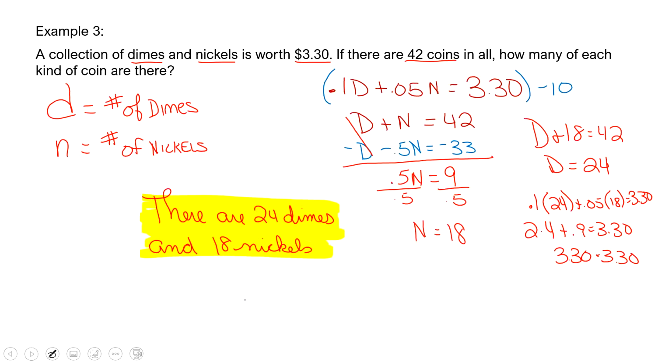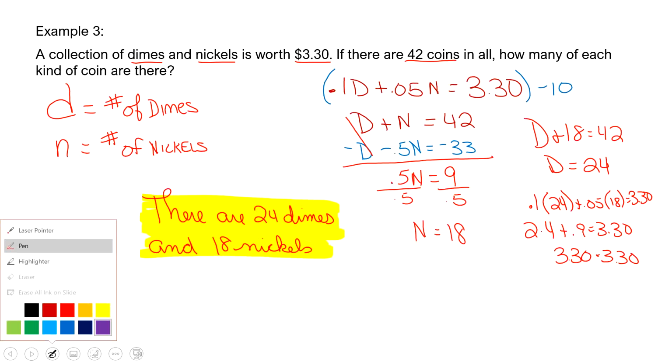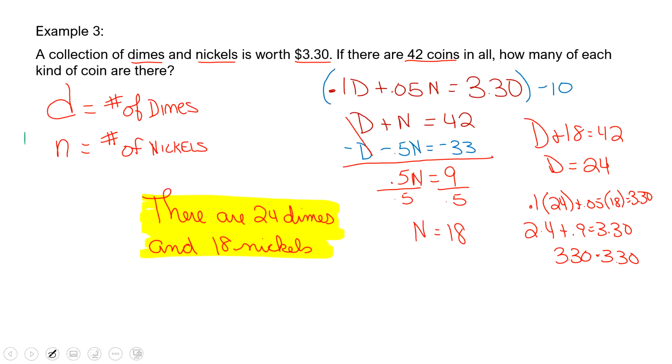Okay, so this is what you should have got. I identified my variables. D equaled dimes, N equaled nickels. My original equations are 0.1D plus 0.05N equals 330, and D plus N equals 42, because that's what they told us.